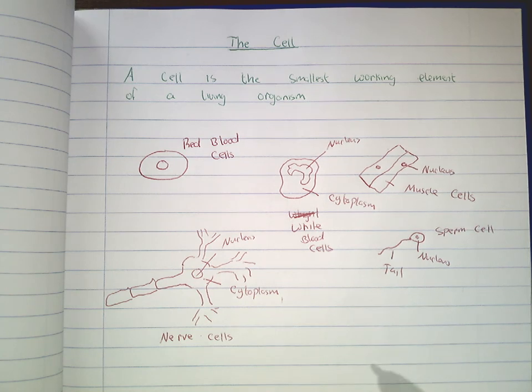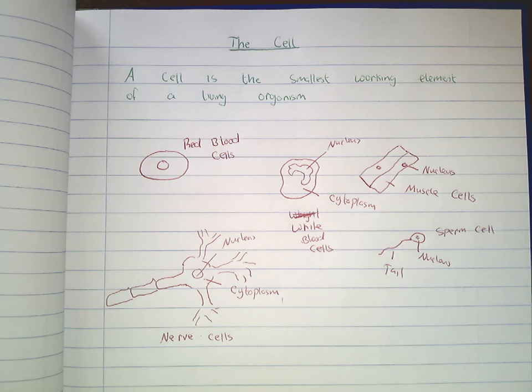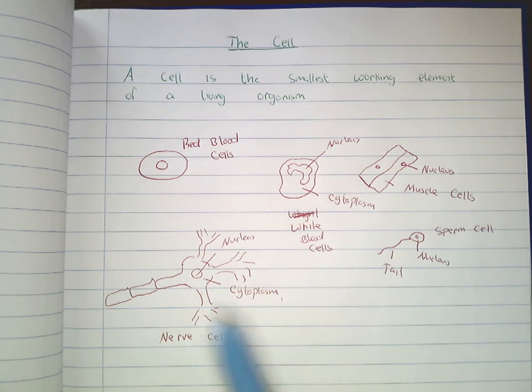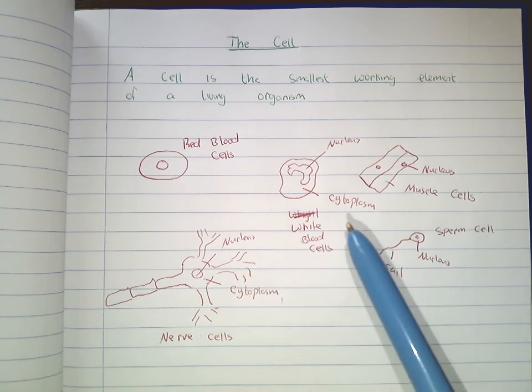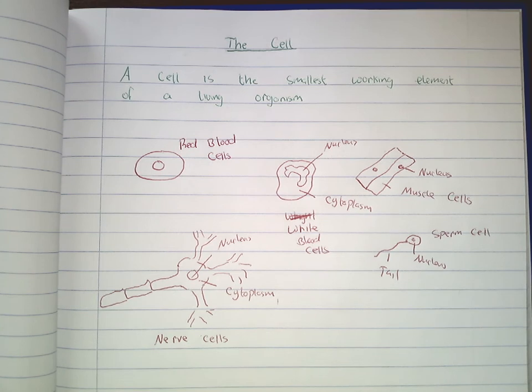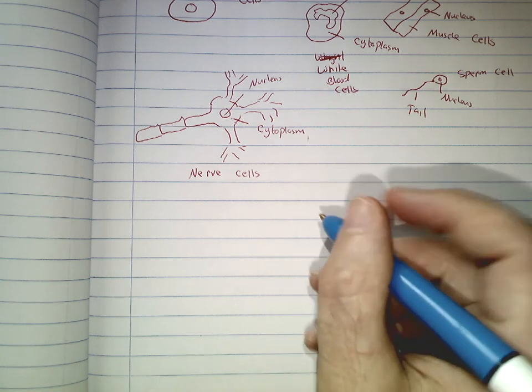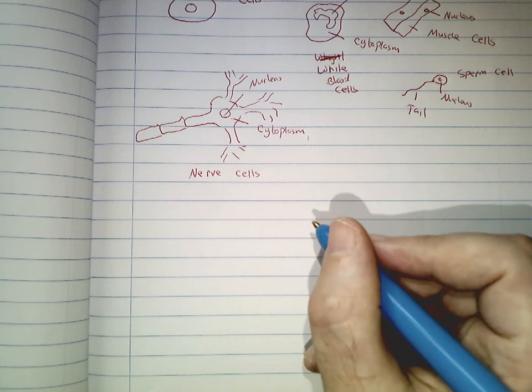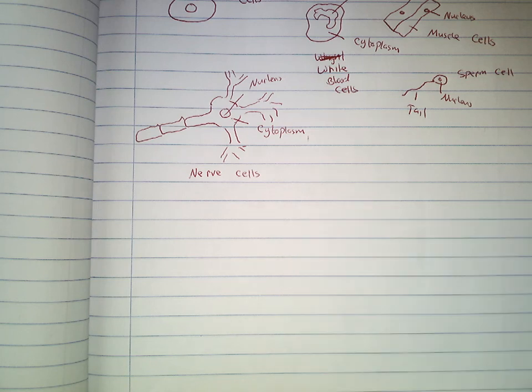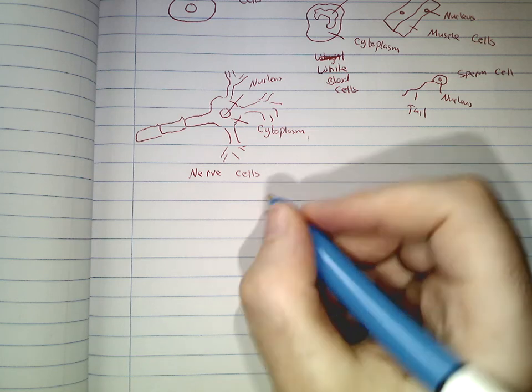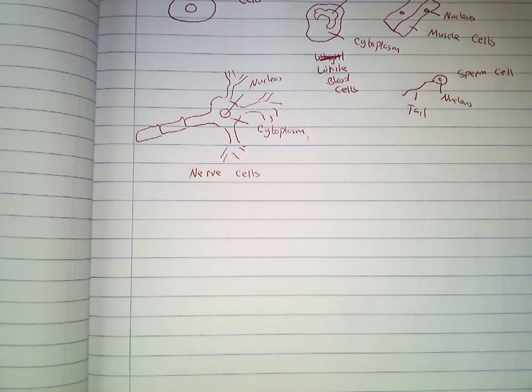So if we take a cell, what is the structure of a cell, and what are the parts that make up a cell? We're going to look at two different types of cells. You have plant cells, and then you have animal cells. So the animal cell.